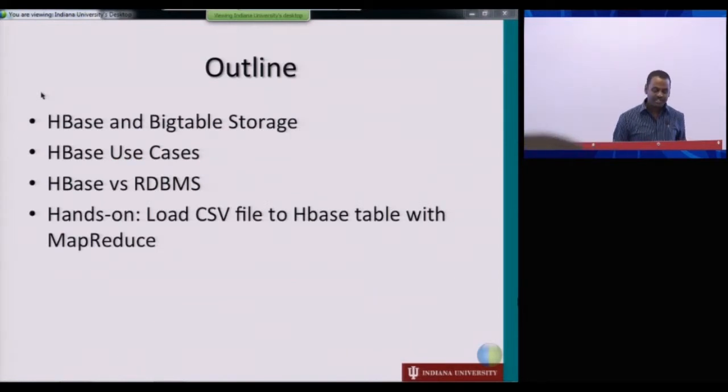In this presentation, we're going to look at what HBase is and what the Big Table storage is, and look at some HBase use cases and what's the difference between HBase versus a normal relational database system. And then at the end, we're going to do a very simple hands-on where we load a CSV file to an HBase table using MapReduce.